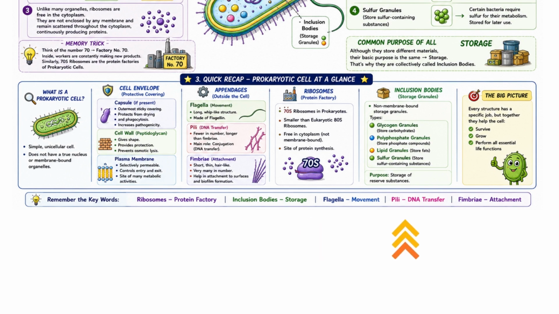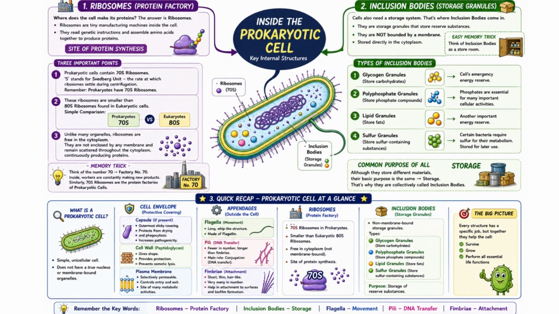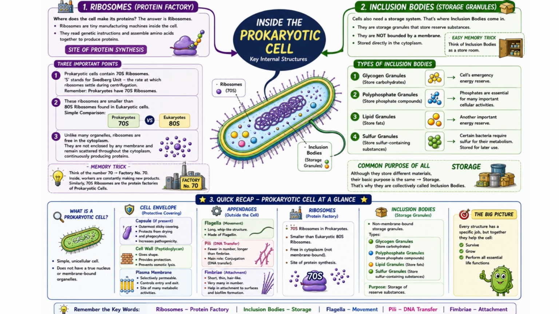Finally, the cell contains inclusion bodies, which are non-membrane-bound storage granules. Depending on the material stored, they may be glycogen granules, polyphosphate granules, lipid granules, or sulfur granules. Every one of these structures works together to help this tiny, simple cell survive, grow, and perform all the essential functions of life. Today, we explored one of the simplest yet most fascinating cells on Earth, the prokaryotic cell. Even without a true nucleus or membrane-bound organelles, it performs every essential life process with remarkable efficiency.